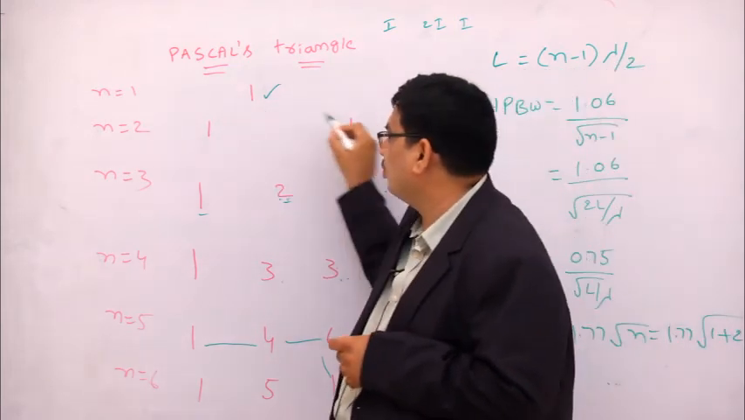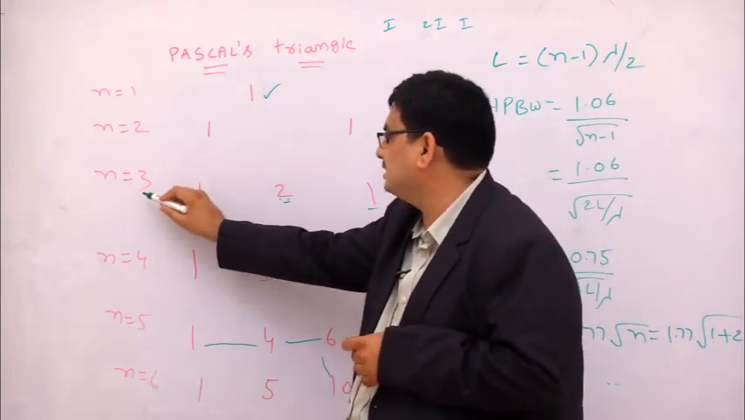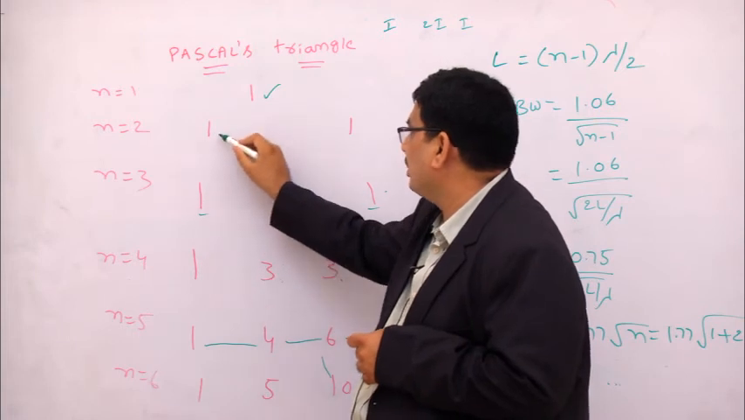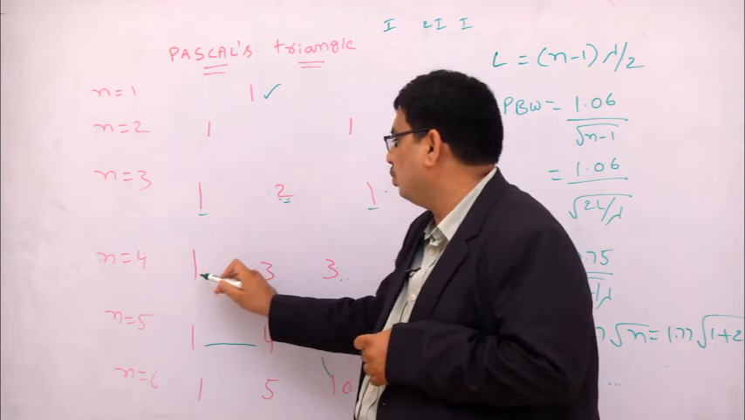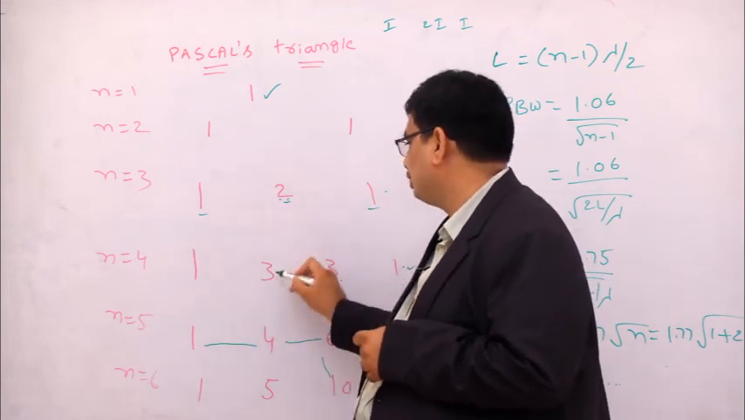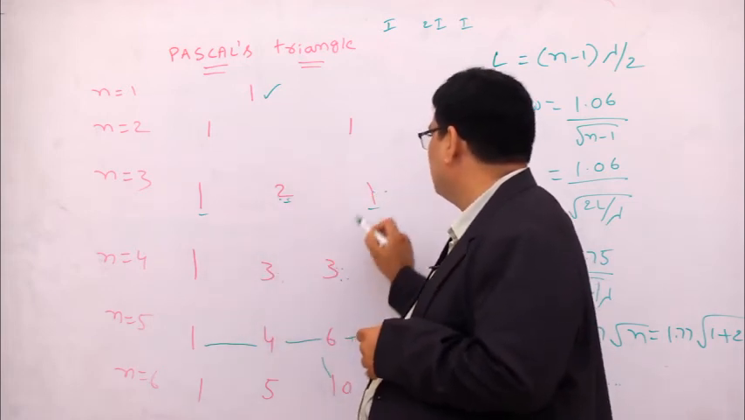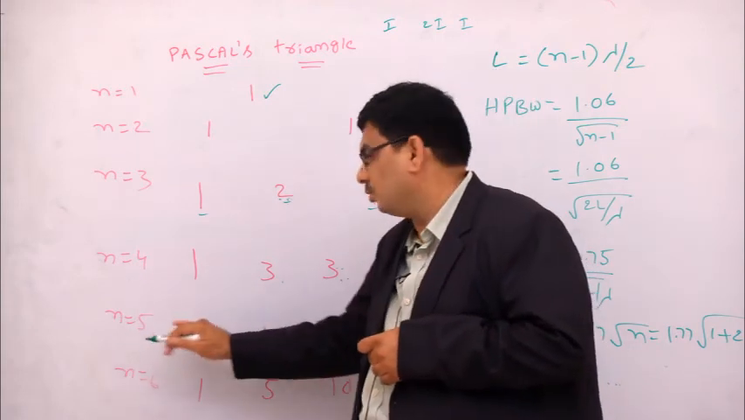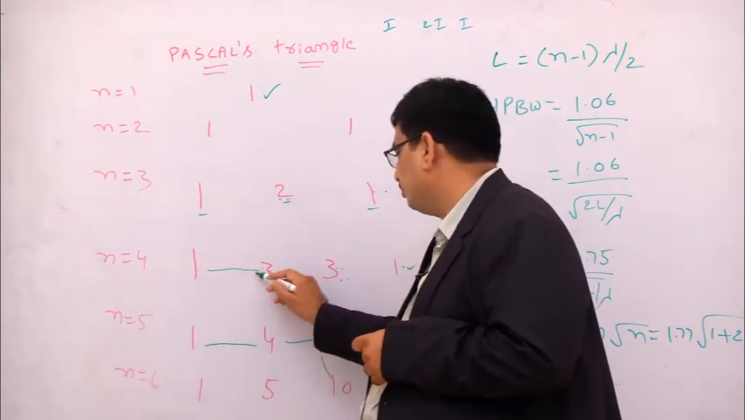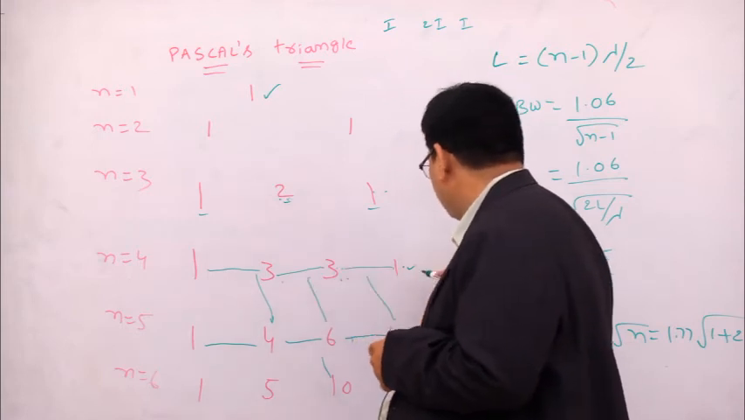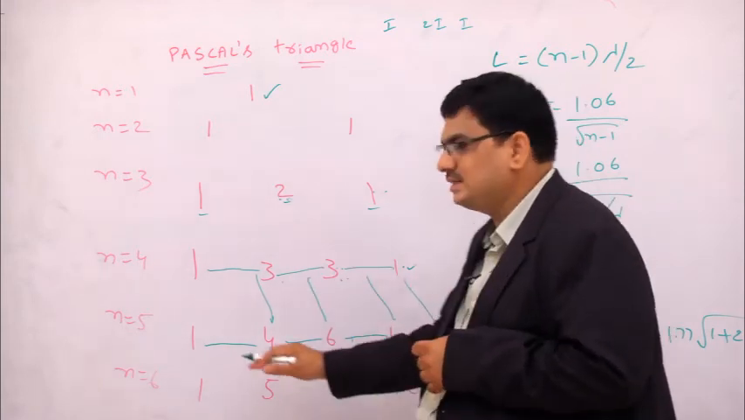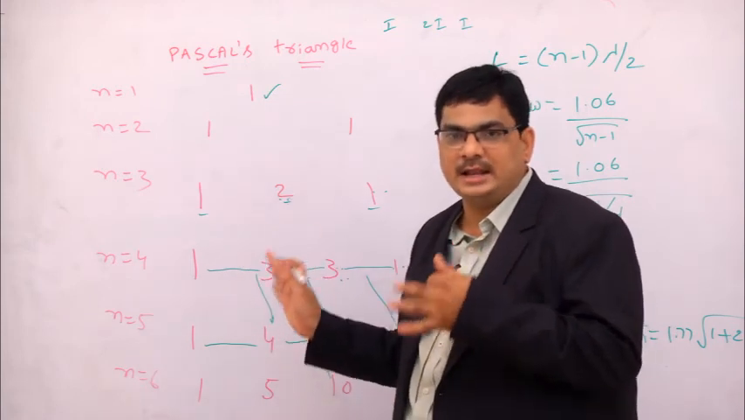So 1, 1, 1. Now for n is equal to 3: 1, 1 plus 1 is 2, again 1. For n is equal to 4: 1 plus 2 is 3, 2 plus 1 is 3, and 1. Again for n is equal to 5: 1 plus 3 is 4, 3 plus 3 is 6, 3 plus 1 is 4, again 1. So like that we can arrange our elements.